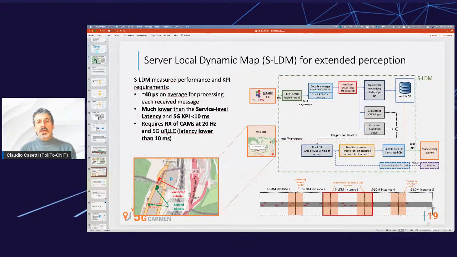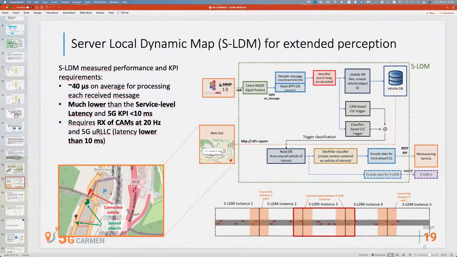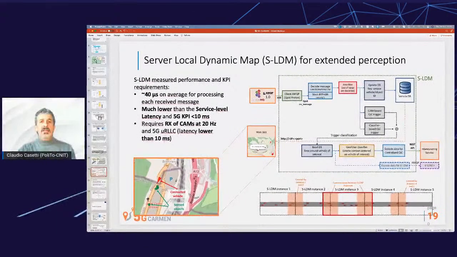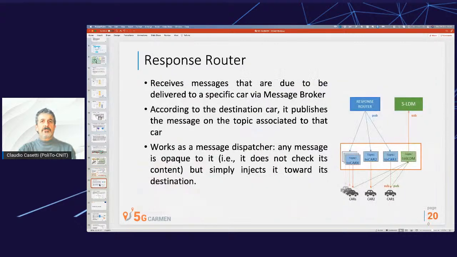The SLDM is again implemented as a Dockerized container running on the MEC. It is very efficient. It takes on average 40 microseconds to process each received CAM. And the service it provides is well within the service level latency and 5G KPIs, that is, below 10 milliseconds, as required and as aimed at by 5G CARMEN.